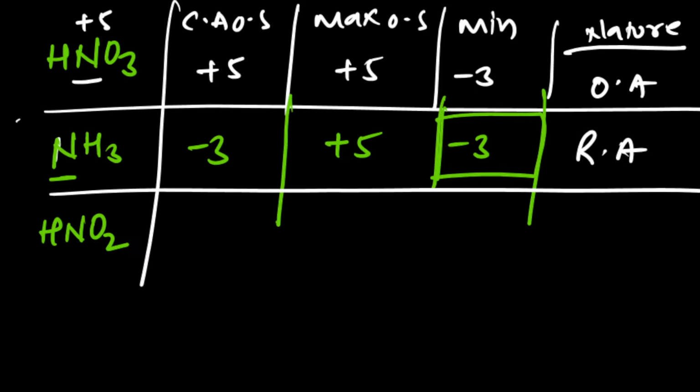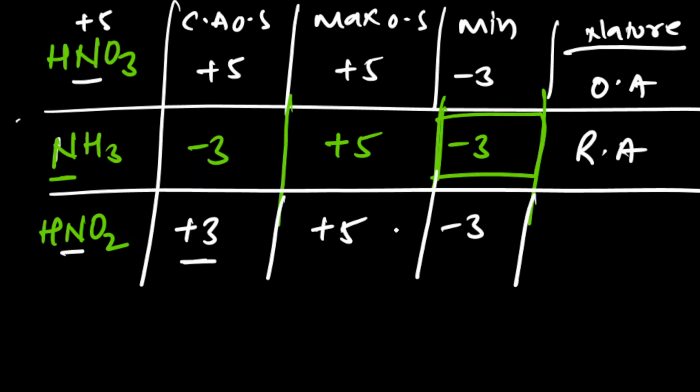Next, let's suppose they have given HNO2. Now in HNO2, nitrogen is x, plus 1, minus 4, which makes it +3. In HNO2, the nitrogen central atom oxidation number is +3. Then maximum it is +5, minimum it is -3. Then it is present in the intermediate, right? Intermediate means it will act as both oxidizing agent and reducing agent.